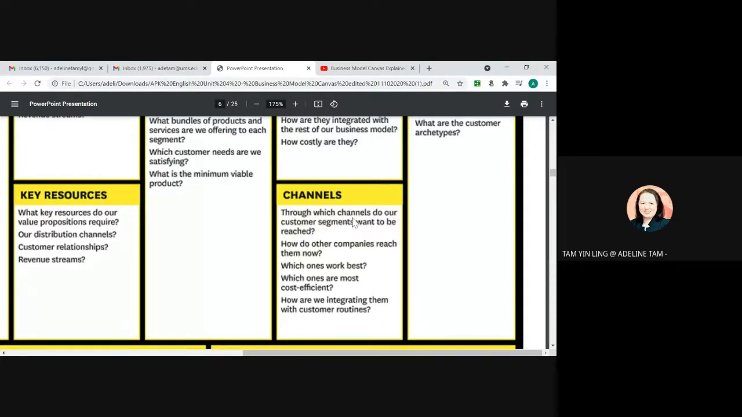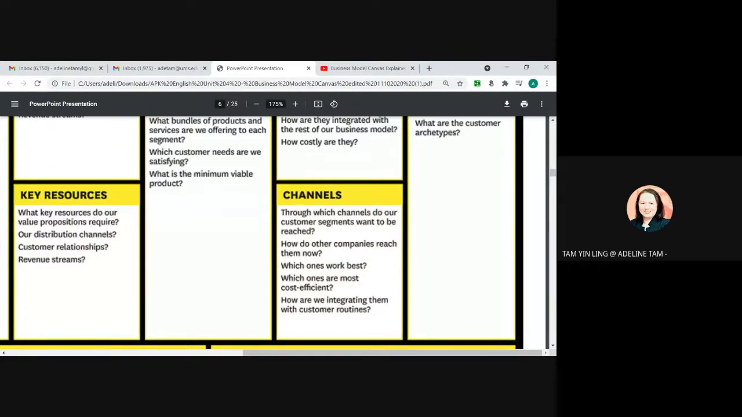How does the product reach the customer? So we might think: do I need a runner to help me deliver, or can I get the customers to come to buy or to take it from my house or whatever?